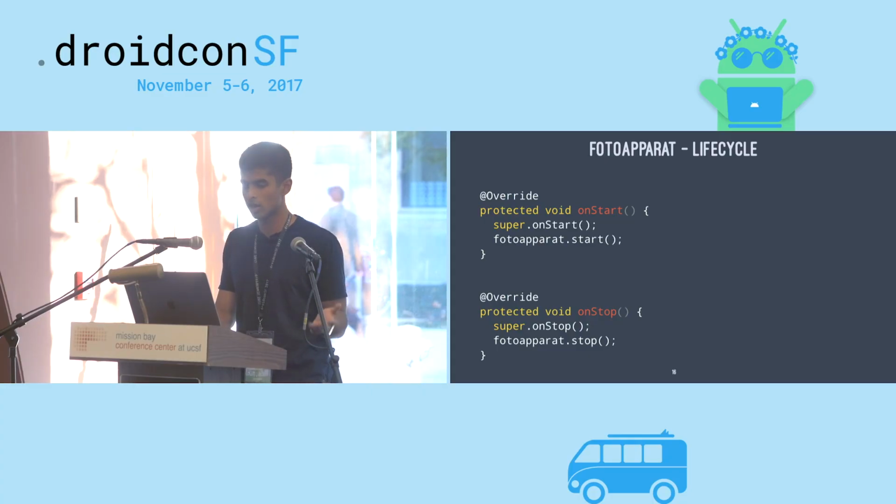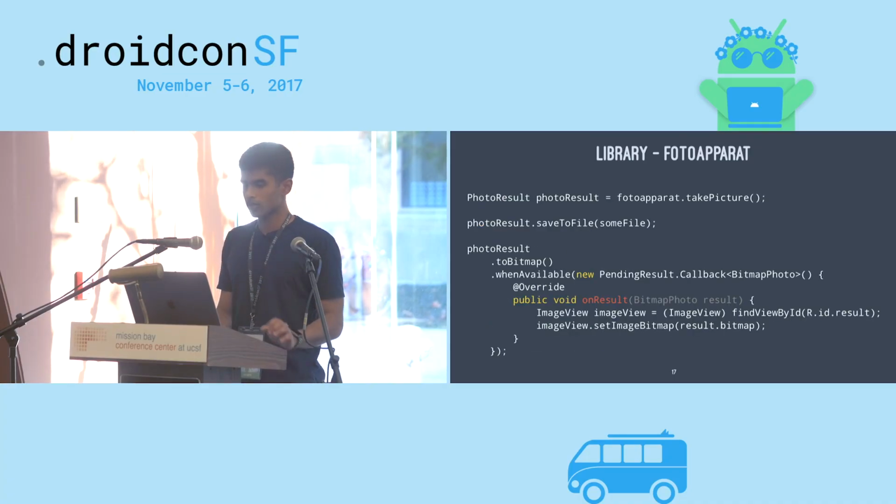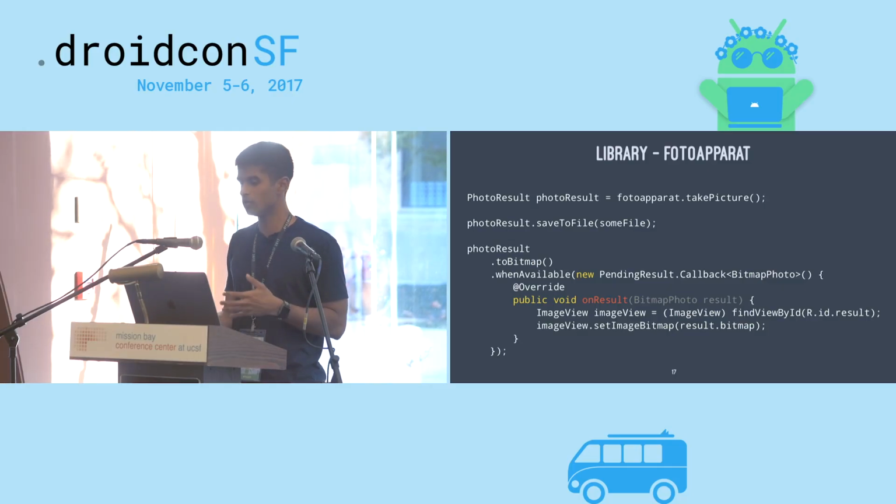You need to handle on start and on stop. Later, when we cover the camera 1 and camera 2 APIs, you'll see exactly how nice this is, just to call like start and stop to handle lifecycle. To take a picture, it's very simple. You call take picture, and then you can save it to file. And say you have a preview view where you want to display the image. You can listen to when the bitmap is ready and then set it to the image view.